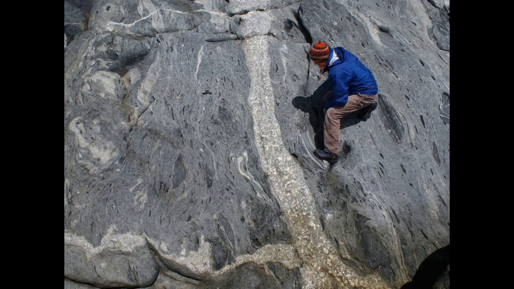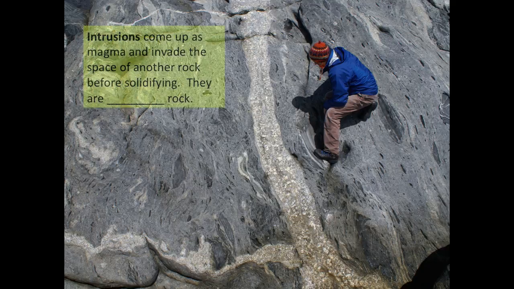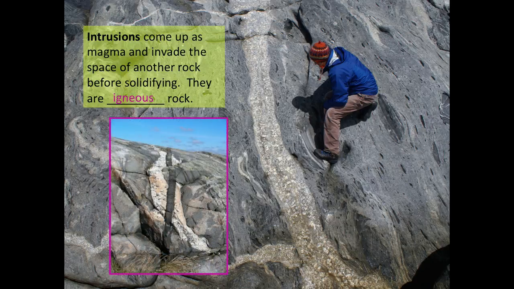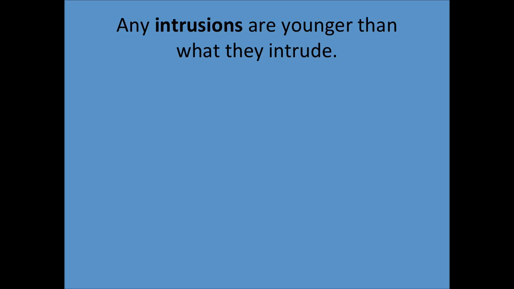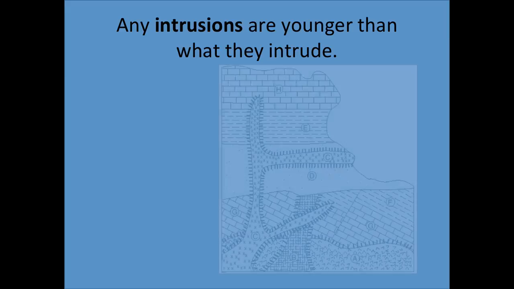This white rock in the middle is called an intrusion. An intrusion is a rock that came up as magma to invade the space of another rock before it solidified. That means because they started out as magma that they are always igneous rocks. This picture shows two intrusions, a white one and a black one. You can tell by looking at it that the black one is younger. It cuts across the white one. So intrusions are always younger than what they intrude.